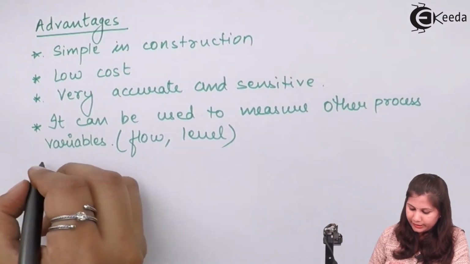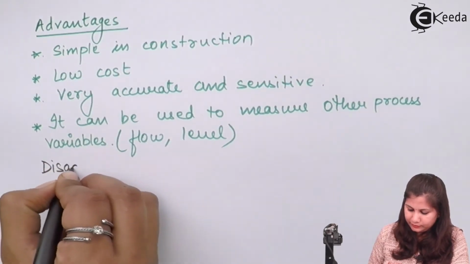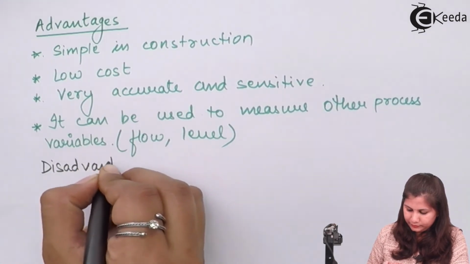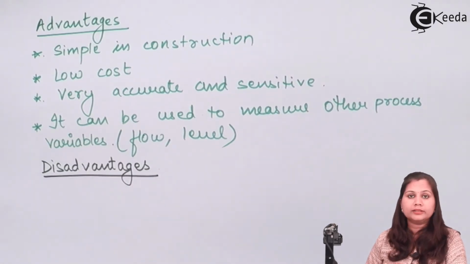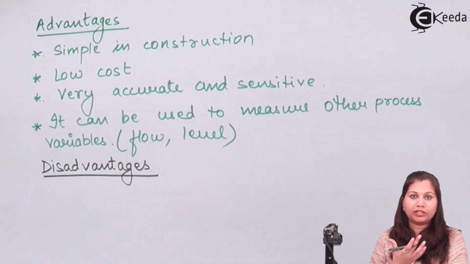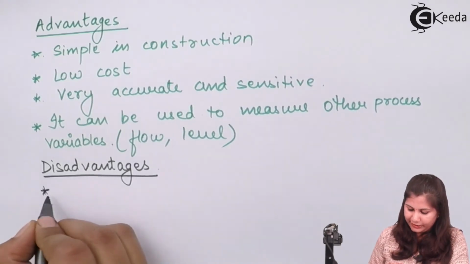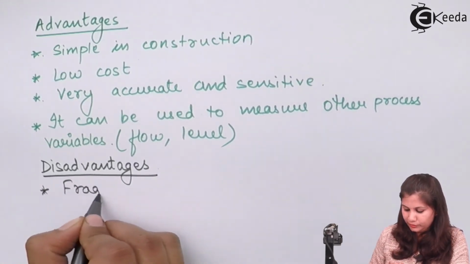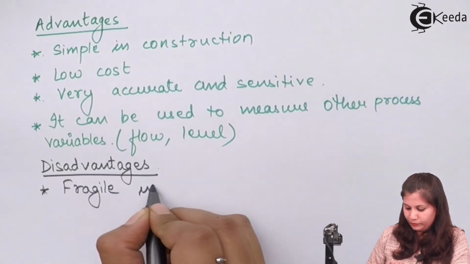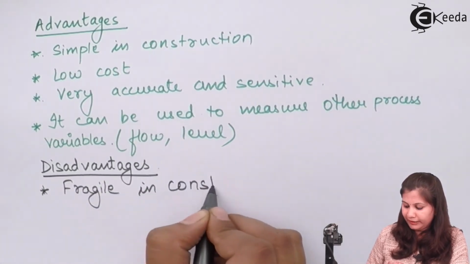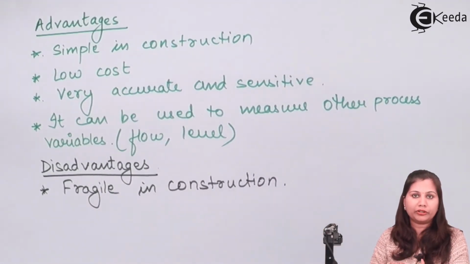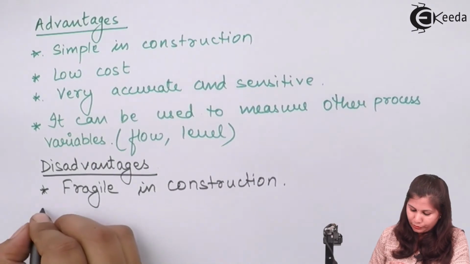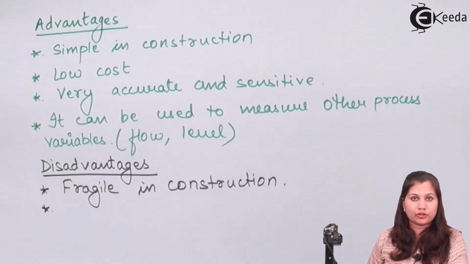Now comes its disadvantages. The disadvantage of the U-tube manometer is that the tube is made of glass, so it is very fragile in construction. Care has to be taken while handling this because the glass can break and the mercury can come out of it. So it is fragile in construction.